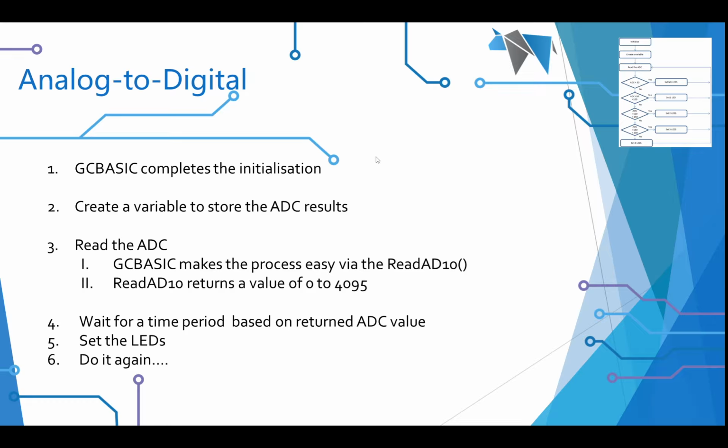So a ReadAD, we saw one yesterday of 0 to 255. This one is going to be a ReadAD10, which reads a 10-bit number, 1024 values. Then I'm going to introduce you to this Wait command for a time period based upon the return value of the ADC, and then we'll do it all again.